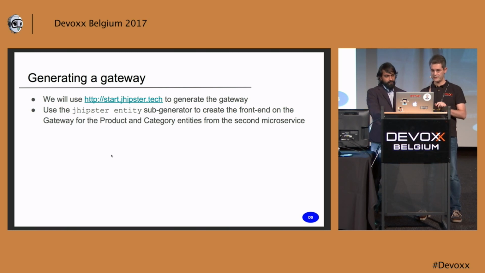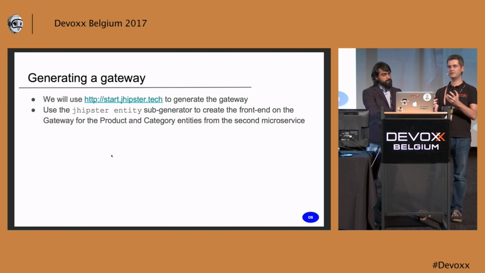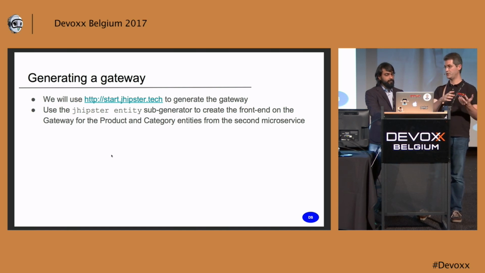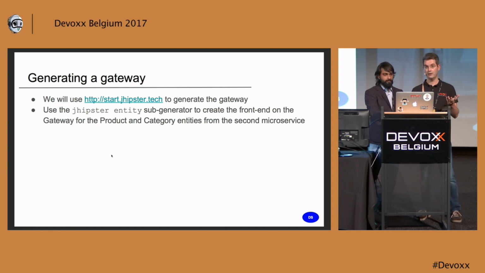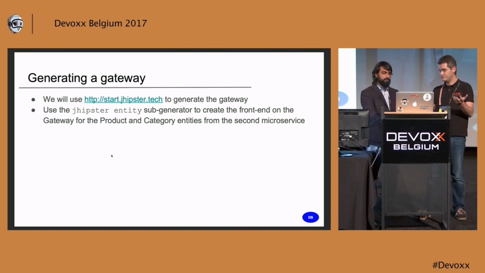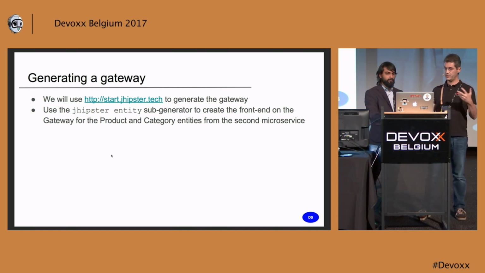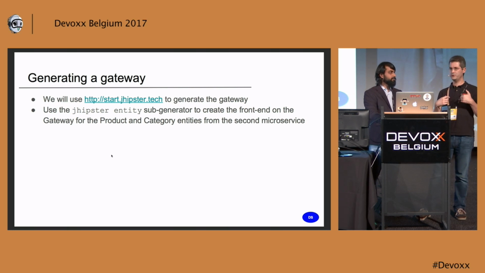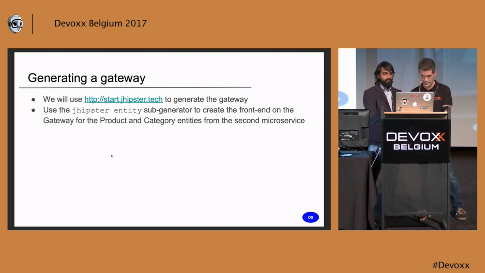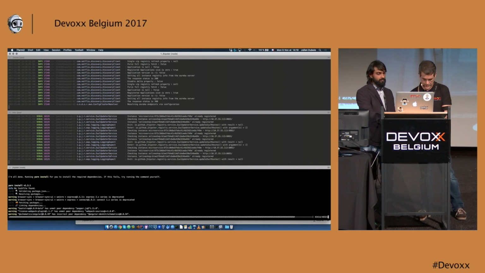Here, jhipster entity is a bit specific because it will understand it's running on a gateway. It's going to ask me if I want to generate the entity on the gateway itself, because it's also a monolith. So you could generate your entities here, but it sees I'm a gateway. Would you like me to generate a front end from a microservice backend, which is elsewhere? That's going to be the first question.